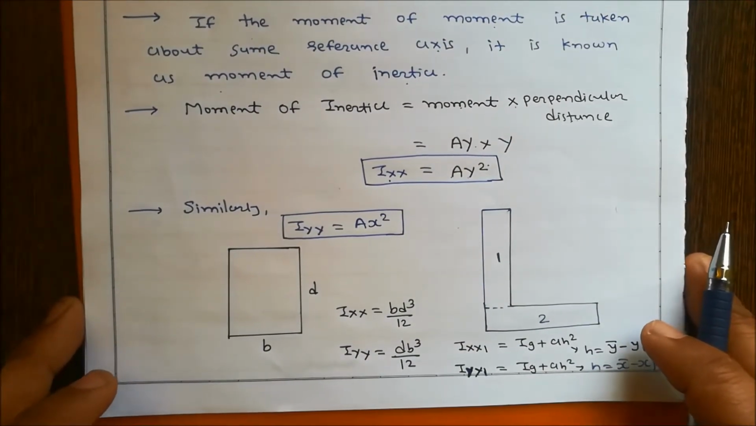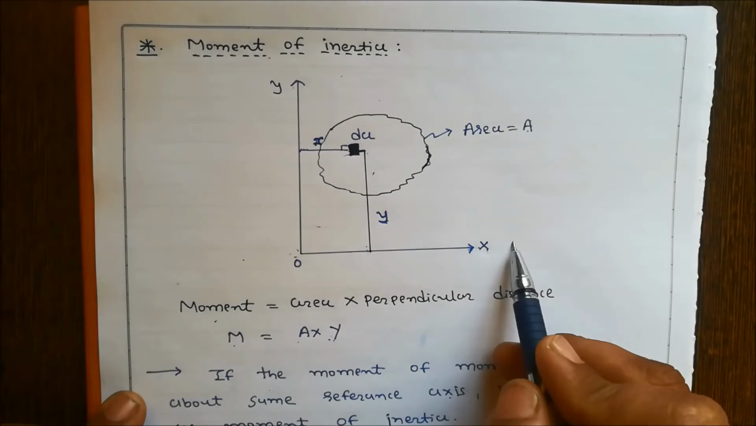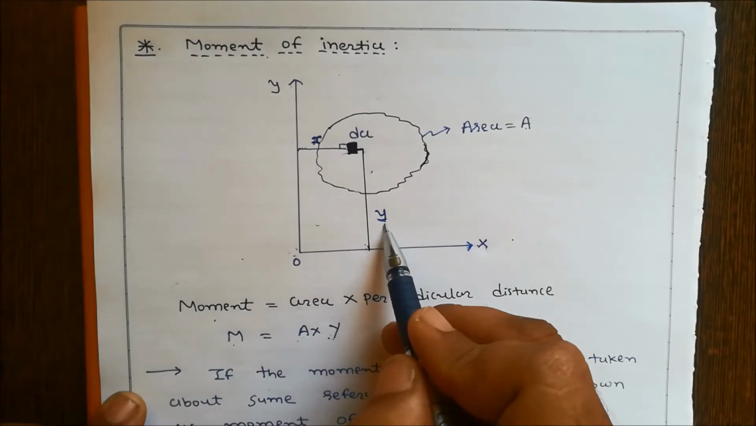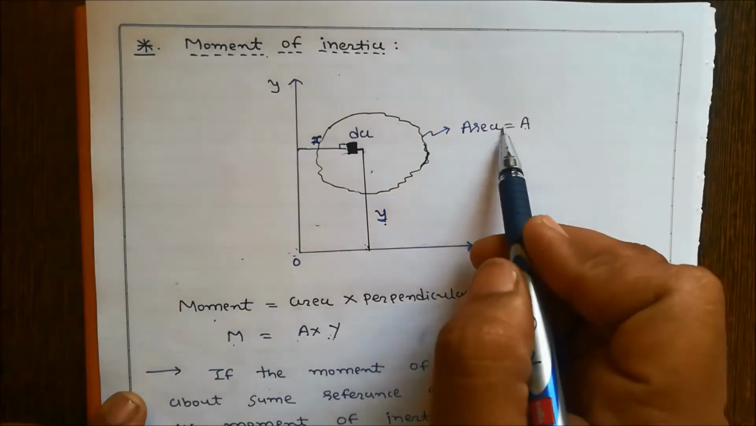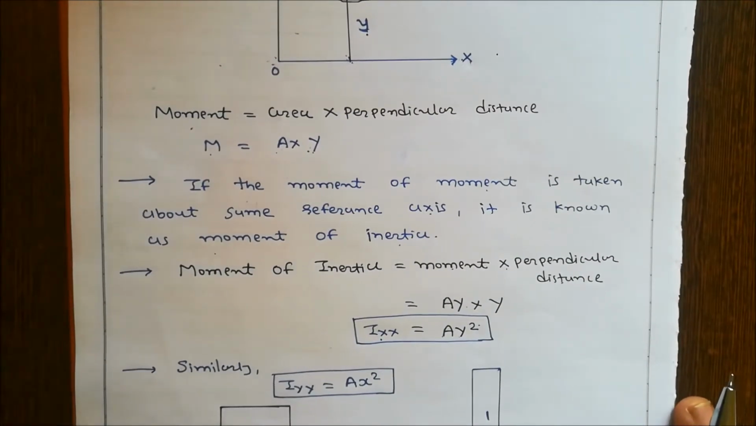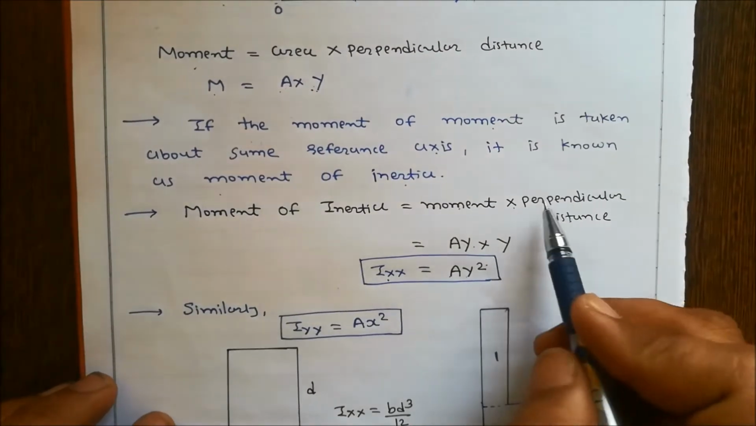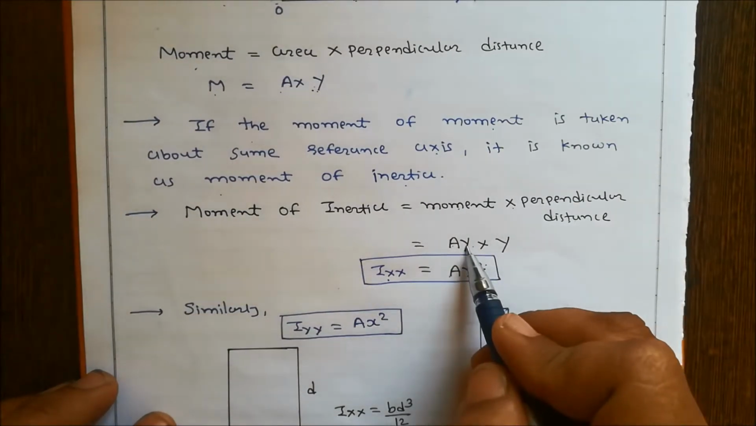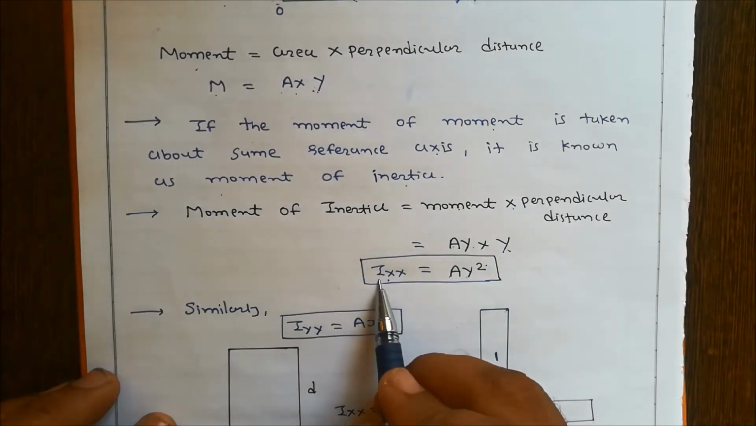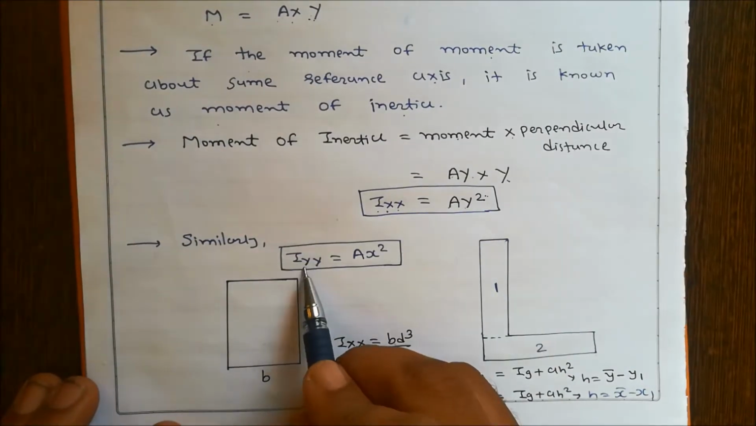Again I repeat, for moment of inertia, first we consider lamina of area A. If we are taking moment of inertia from the x-axis, then perpendicular distance is y, because this is vertical distance. So first we take moment, moment means area multiplied by perpendicular distance, so A into y. If the moment of moment is taken about the same reference axis, it is known as moment of inertia. So moment of inertia is moment multiplied by perpendicular distance, A y square about the x-axis. Similarly, about the yy axis, it is A x square.